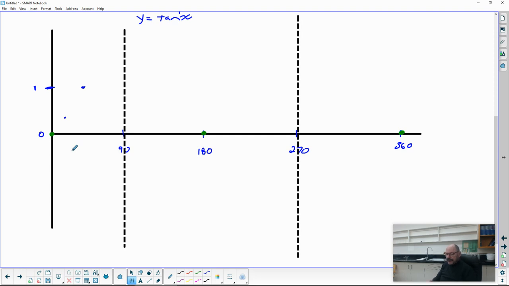Okay. 22.5 plus 45 is 67.5. So let's go tan 67.5. Oh my, it's 2.4. So it's way up here. So this is kind of going, and it's approaching the asymptote but never touching it. Okay, so it never touches the asymptote.